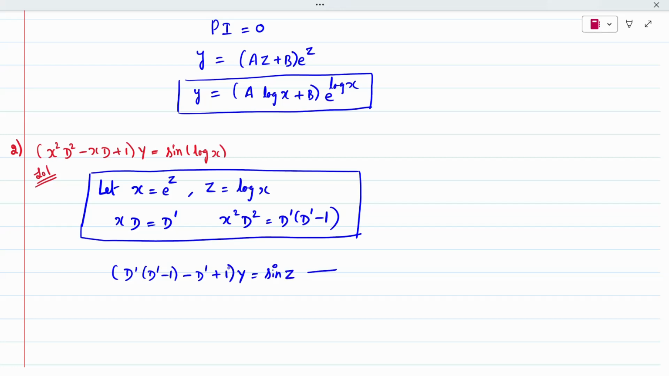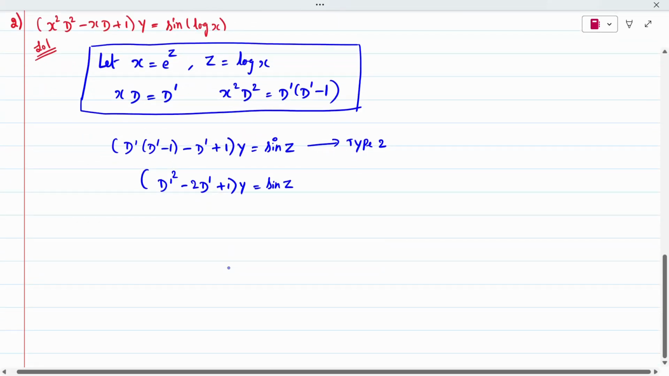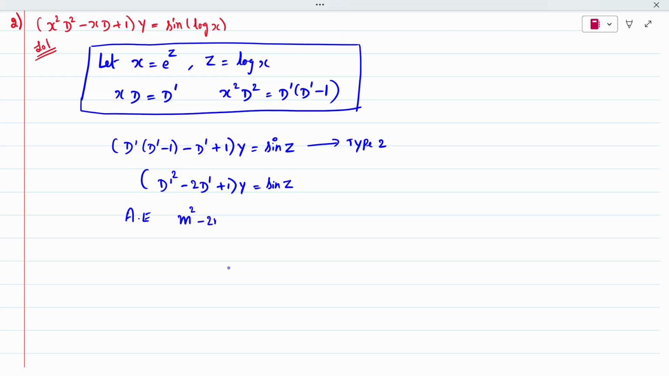Okay. Which type is it? Type 2. Sine z is type 2. So left hand side first, it is D dash squared minus 2D dash plus 1, into y equal to sine z. Okay, so now when I write the auxiliary equation, m squared minus 2m plus 1 equal to 0. So m is nothing but 1 and 1. So the complementary function, don't forget to write (Az plus b) e to the power z.